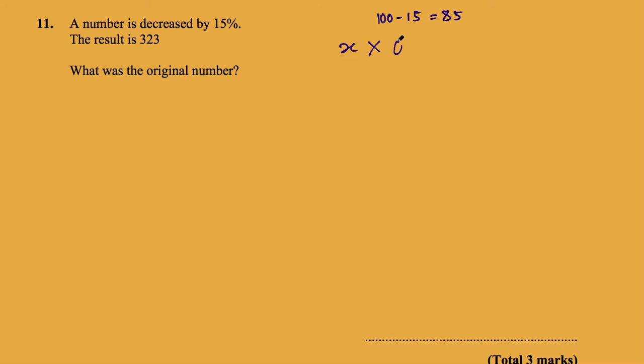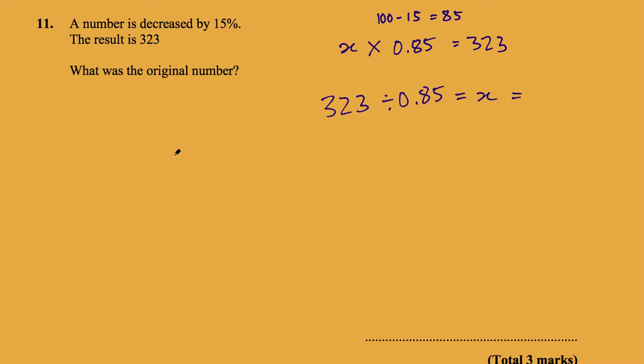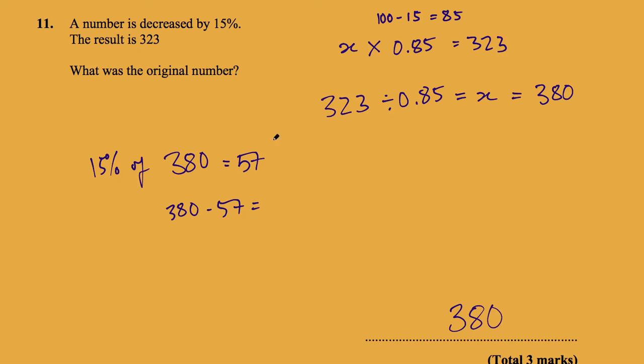My original number times 0.85 is 323. If I do that in reverse, 323 divided by 0.85 equals the missing number, which is 380. And of course, in an exam, I want to check that that's correct. So 380, 15% of 380 is 57, and 380 minus 57 equals 323, so that's correct.